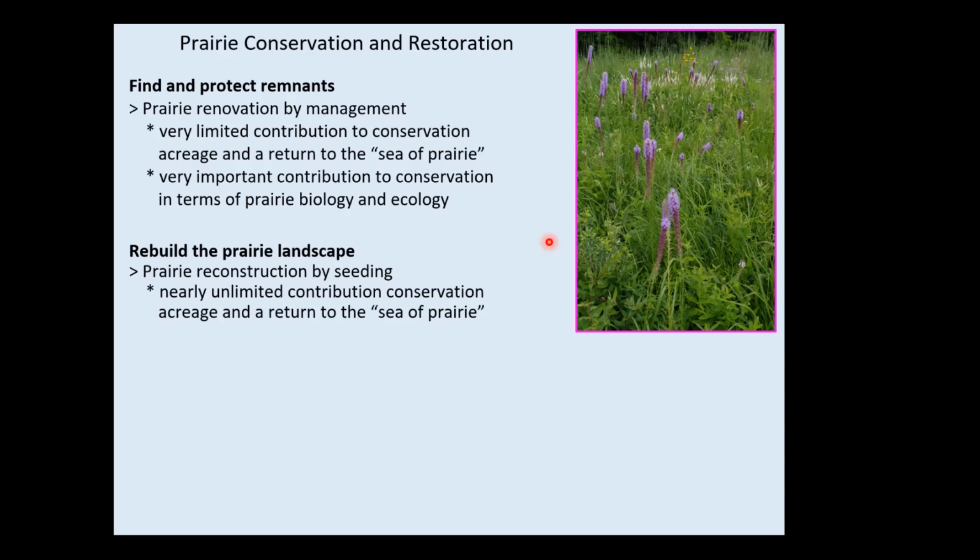And it truly is, in a theoretical sense at least, unlimited in terms of the contribution to prairie conservation it can make. If we had the financial wherewithal and the political wherewithal, we could plant a lot of prairie and get large tracts of prairie. Now, of course, it would be reconstructed prairie, which is not the same as remnant prairie, but it's close if you do it right.